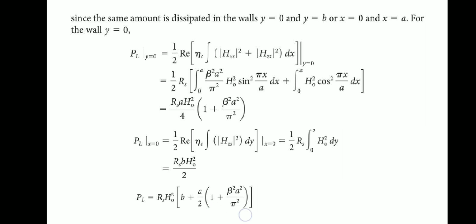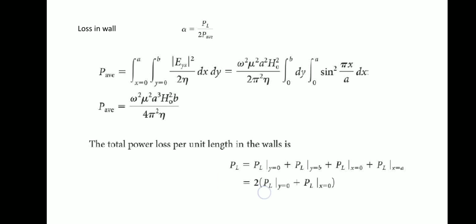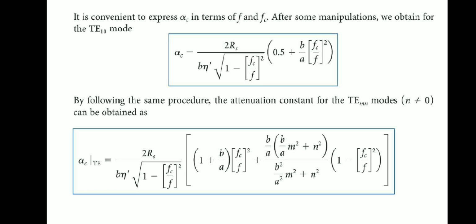So we can say that alpha c is PL by 2P average. We can replace the PL equation as well as the P average equation. So you will get alpha c as Rs h0 square into b plus a by 2 into 1 plus beta square a square by pi square, into 2 pi square eta divided by omega square mu square a cube h0 square b. So that is alpha c. Then we can represent alpha c in terms of f and fc.